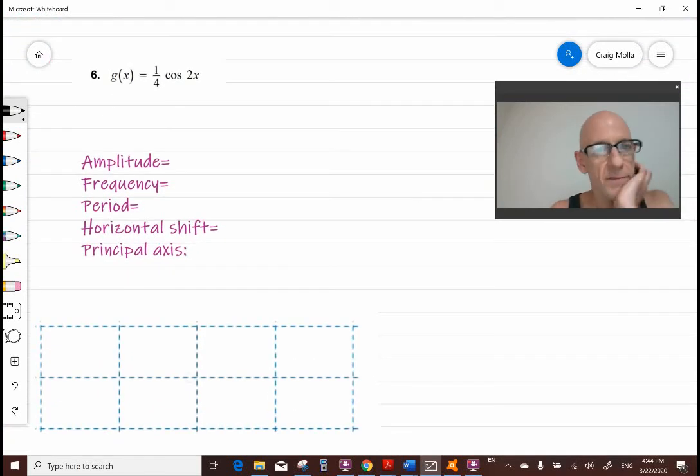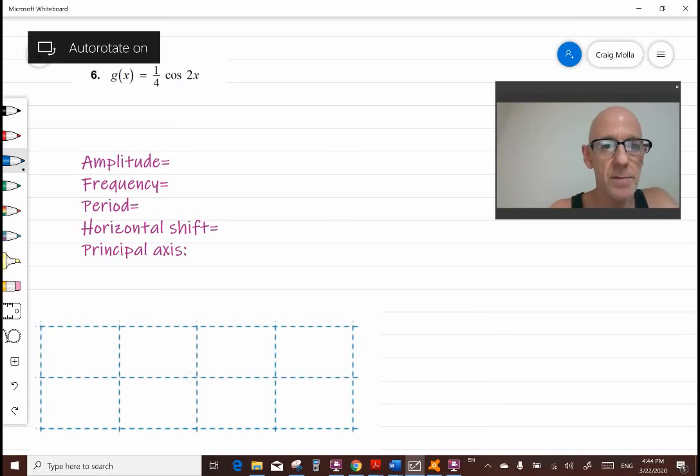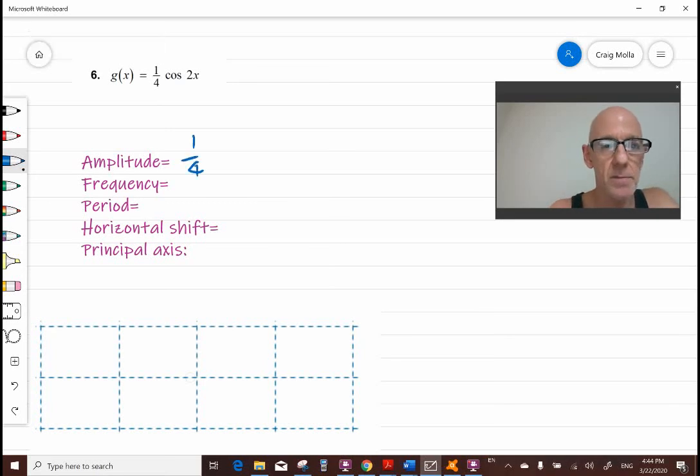For question 6, it's a cosine curve. There are two transformations. The 1/4 in front is going to be the amplitude. The frequency is 2, which means the period will be 2 pi divided by 2, or pi. No horizontal shift again, and the principal axis is y equals 0.